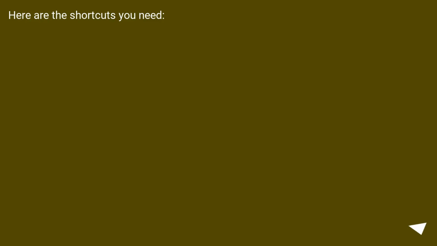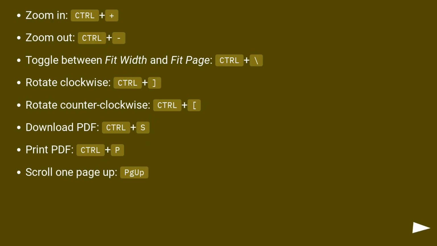Here are the shortcuts you need. Zoom in, Ctrl++. Zoom out, Ctrl+-. Toggle between fit width and fit page, Ctrl+/. Rotate clockwise, Ctrl+]. Rotate counterclockwise, Ctrl+[. Download PDF, Ctrl+S. Print PDF, Ctrl+P.